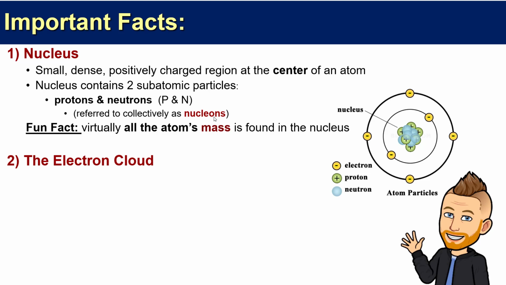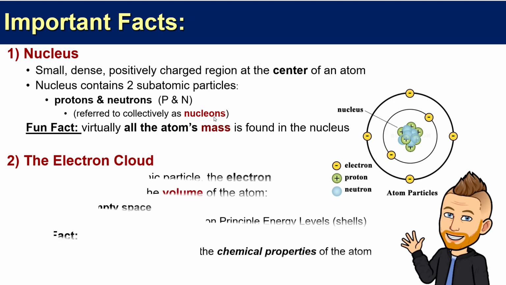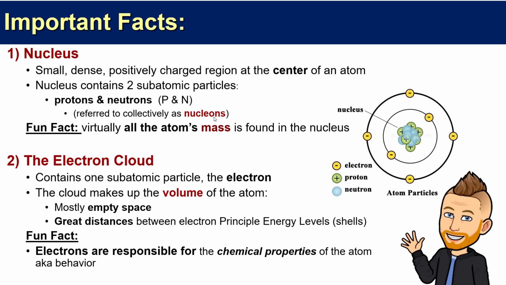Moving to the outside of the atom, we have the electron cloud. Instead of two subatomic particles, out in the electron cloud, there is only one, and it is your electron. The cloud makes up all the volume of the atom. So this is an important distinction to make, that the nucleus makes up all the mass, yet the cloud makes up all the size or the volume of the atom.